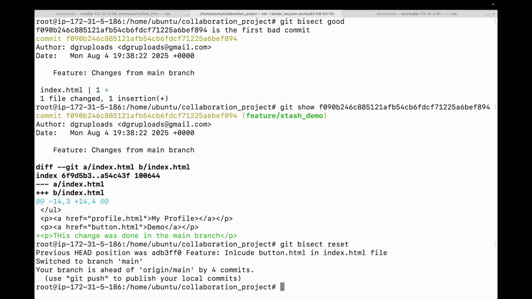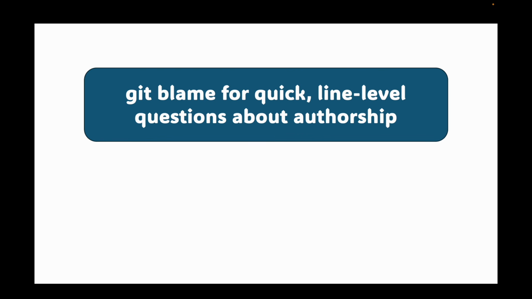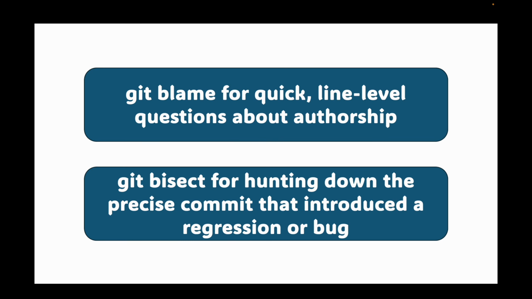So to recap, use git blame for quick line-level questions about authorship, and use git bisect for hunting down the precise commit that introduced a regression or bug. It's a lifesaver. These tools turn you from someone who just uses Git for saving work into a true code archaeologist, able to dig through history and understand the why behind any piece of code.